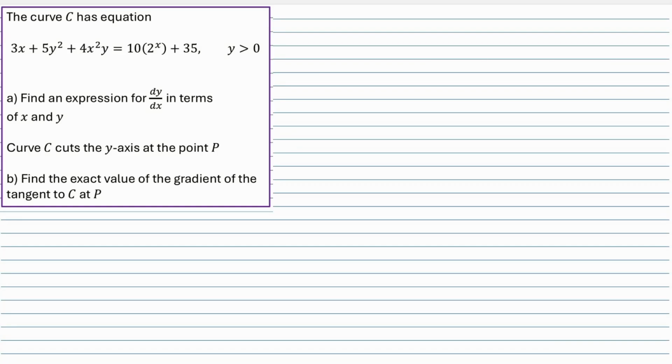Hi everybody. So here we've got a past exam question involving implicit differentiation. We're given this equation of a curve and we need to find dy by dx. And then for part B, we need to work out the exact value of the gradient of the tangent to the curve at point P. And we're told that P lies on the y-axis.